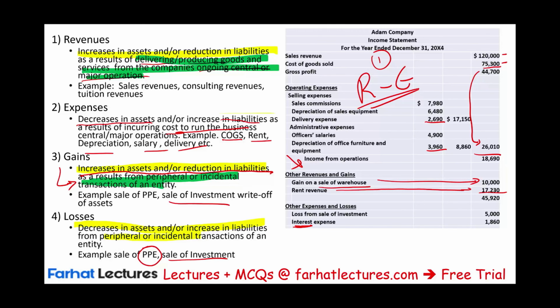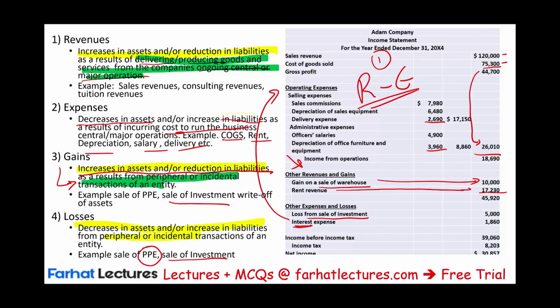Interest expense is the cost of doing business. It has nothing to do with your operating expenses. It's the cost of financing yourself. It's listed under other expenses. Also, if you sold an investment and you incur a loss on the sale of the investment.